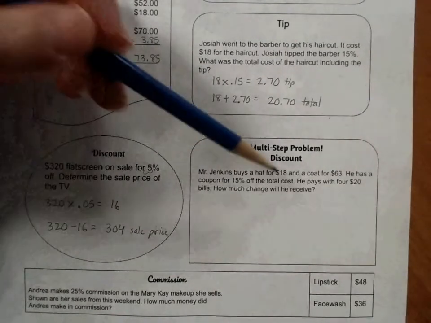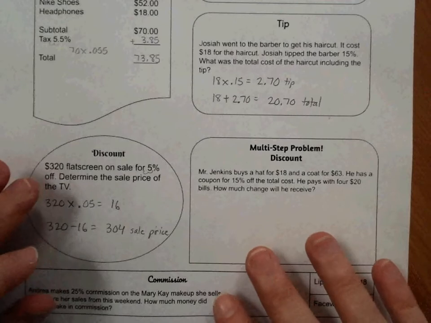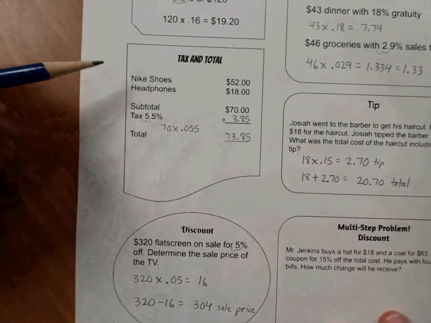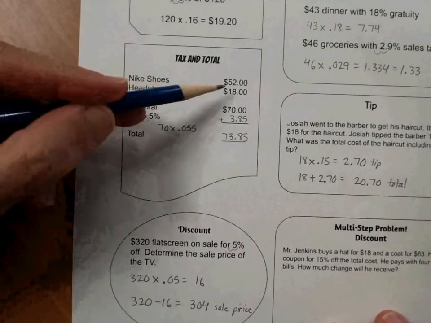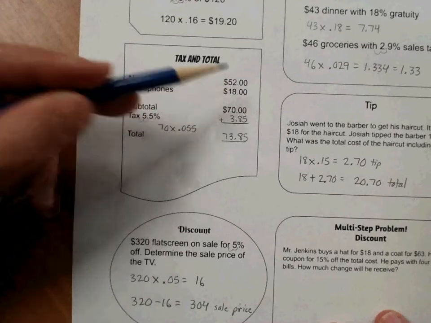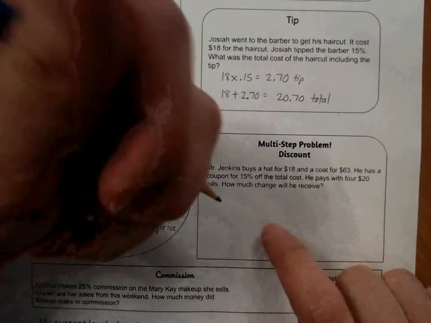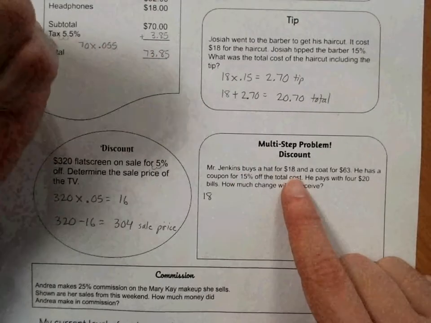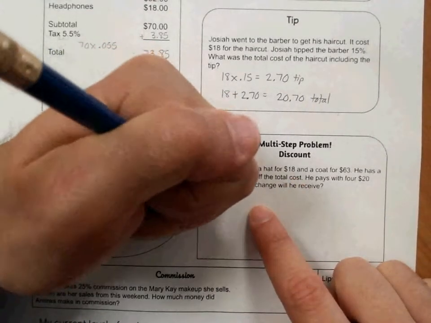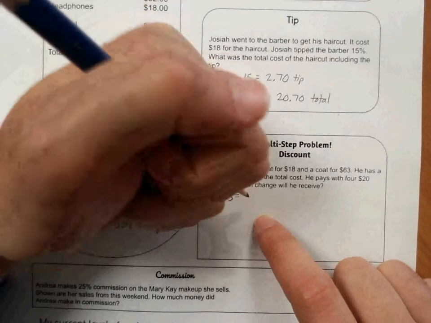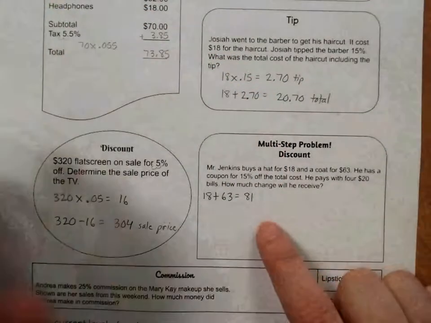Alright, first thing I want to do is go back in and find out the total. So it's kind of like this one we just saw a minute ago, where we had these Nike shoes and these headphones that we're getting. They already got the total for us. That's going to be our first step, is finding out what the total is going to be here. So we're going to come back in and add this $18 for the hat and the $63 for the coat. So here we got an $81 total.